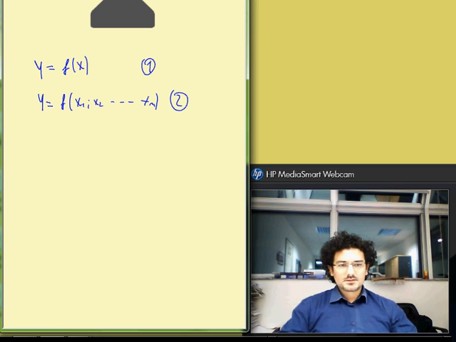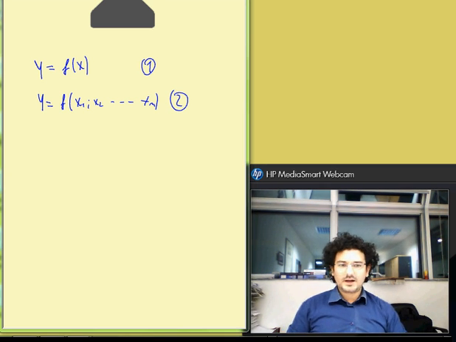So in this case, we can consider x1 is, for instance, net income, x2, for instance, is the interest rate, x3, for instance, the total financial wealth, and y is the level of consumption. So, expression 2 represents the relation we suppose to exist between consumption and, on the other hand, net income, interest rate, and financial wealth.